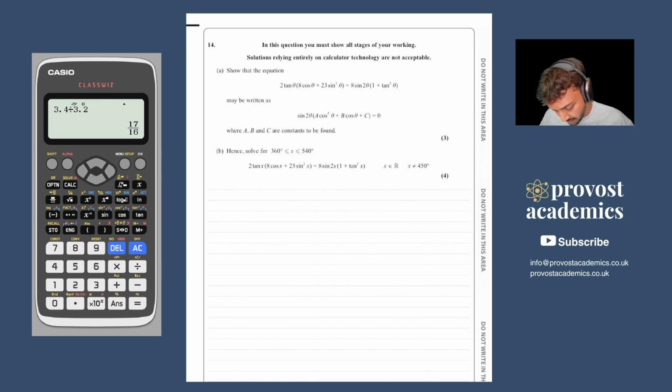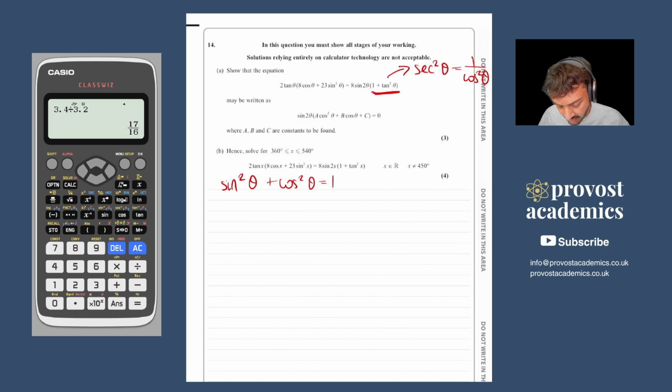Right, so a few identities come to my mind already. 1 plus tan squared theta is sec squared theta. If you don't know where that comes from, I'll quickly show you. Sine squared theta plus cos squared theta is equal to 1. We know that. Remember that sec squared theta is the same as 1 over cos squared theta.